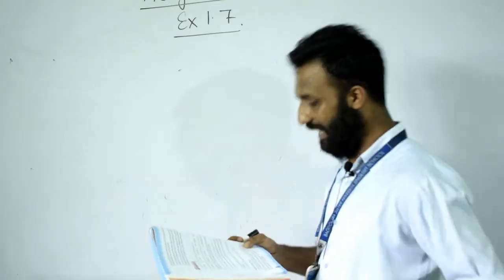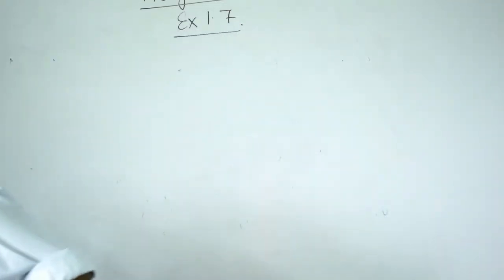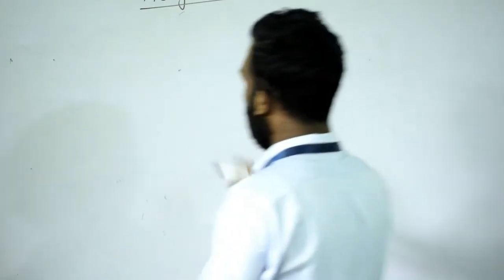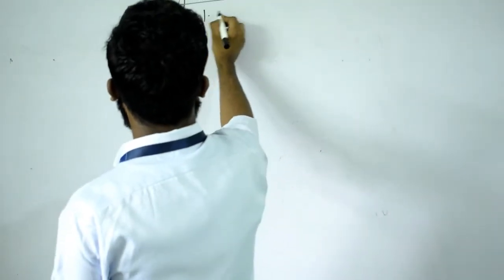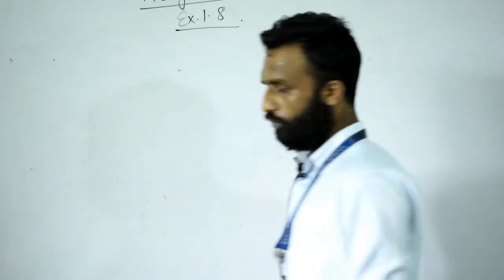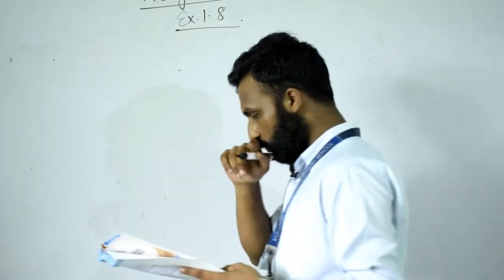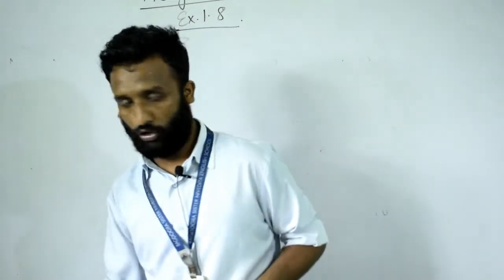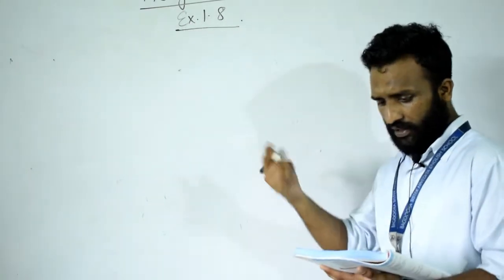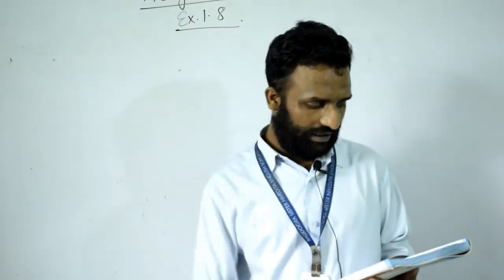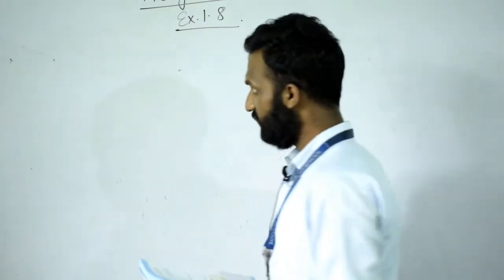Now let's go to the last exercise from this chapter, that is exercise 1.8. So before going to the exercise, let's do a short recap here also. Here we are going to deal with the Roman numerals. As you know, the Roman numerals have 7 letters. You have done this in the lower classes also. They have 7 letters, 7 symbols.